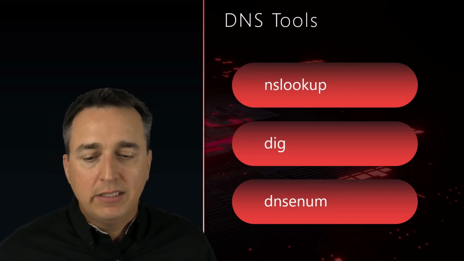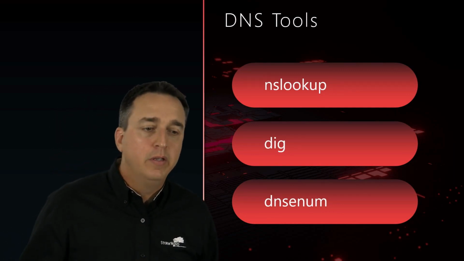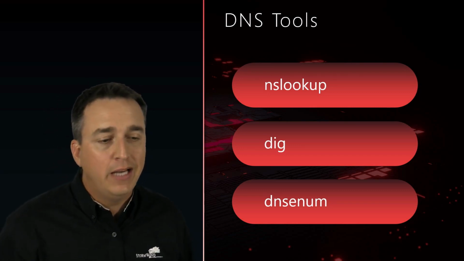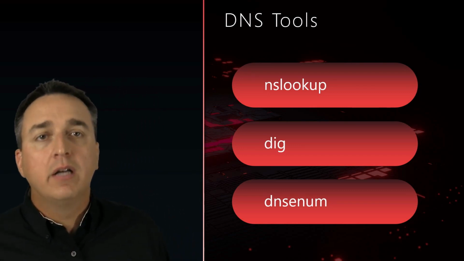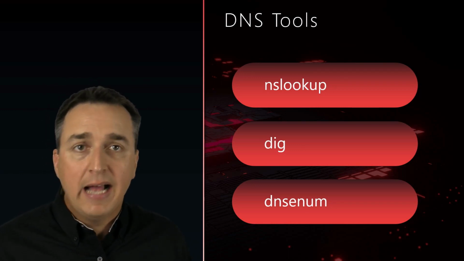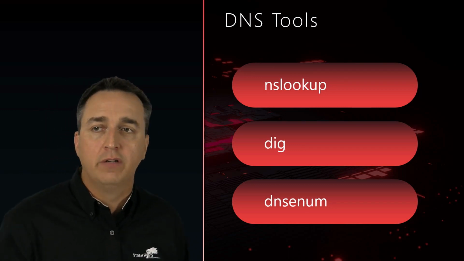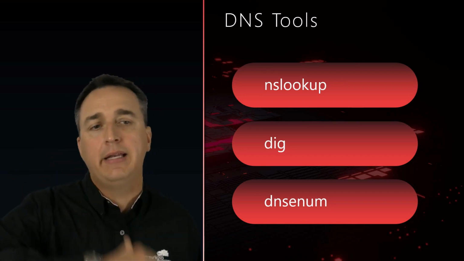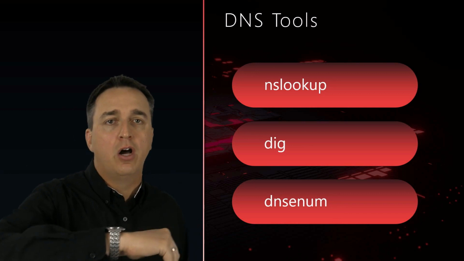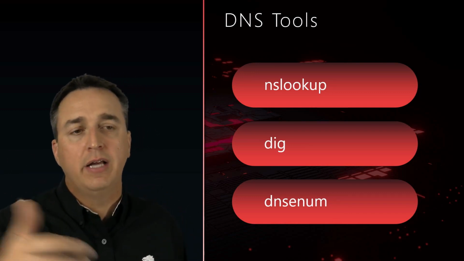From a DNS standpoint, we have NSLOOKUP, DIG, and DNS enum, enumeration, that's what that is. NSLOOKUP is a tool that you can use to query DNS. DNS, as we talked about earlier, is what? Used to convert a human-readable domain name into an IP address. So you type in www.stormwindstudios.com in your web browser, DNS gets you the IP address.